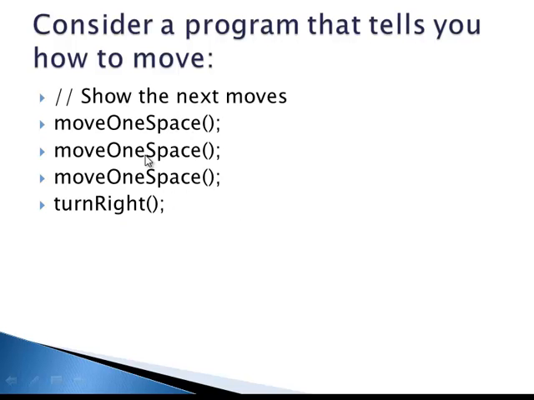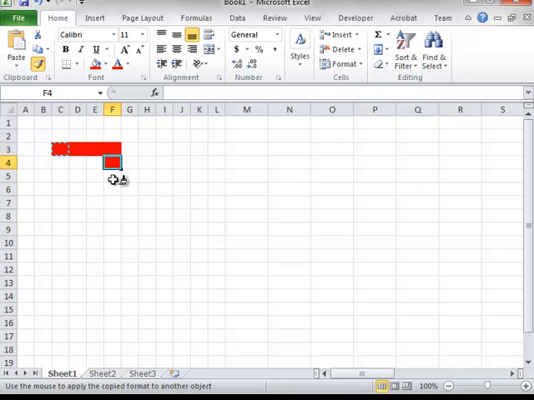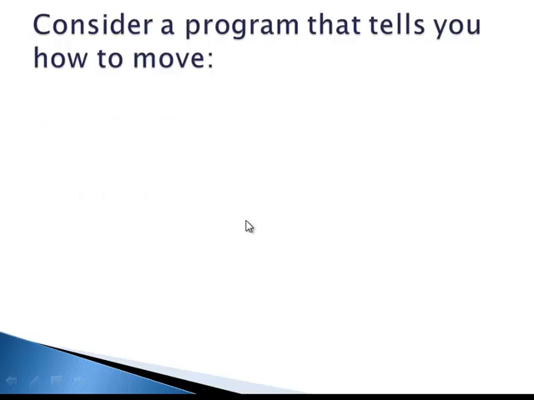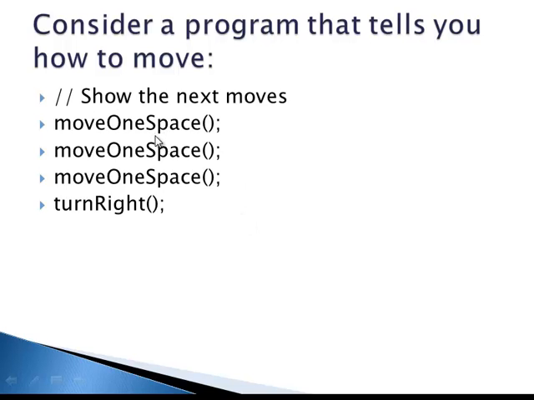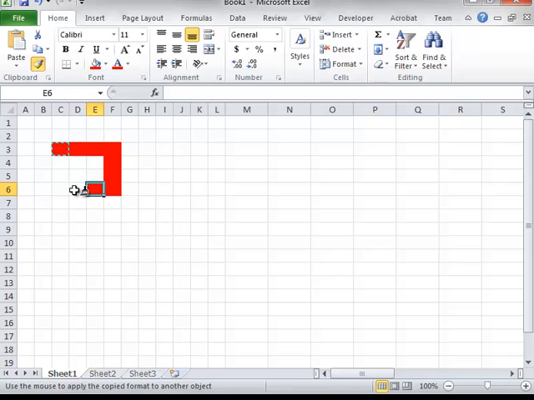The next moves are going to be to move again one space 3 times and then turn right. So we'll move one space, move one space, move one space, and right where we're at, we're going to turn right. So we're now pointed this direction. We'll go to the next one. Next moves here are to do the same thing again. We're going to move one space 3 times and then turn right. So we're going to move one space, move one space, move one space, and then we'll turn right so that we're pointed this direction now.